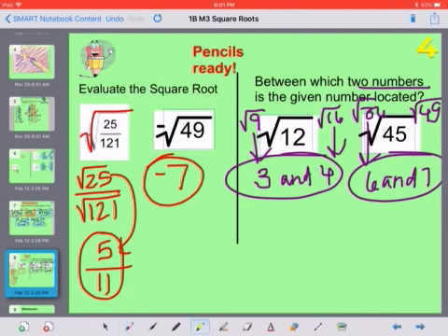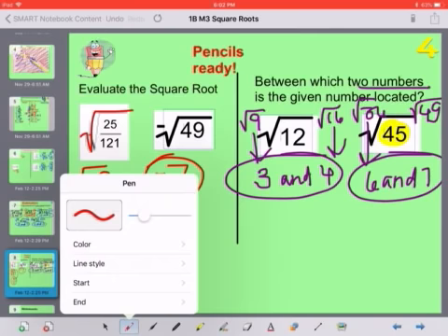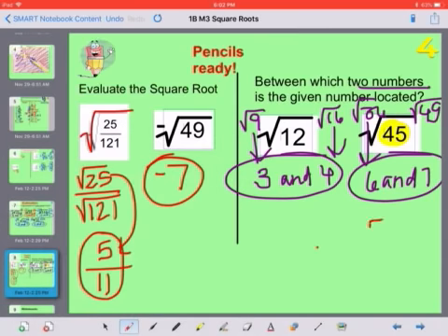Now, one thing a lot of people get confused by is they try and think what numbers multiply to get 45. Well, we know that like 5 times 9 is 45. And some of you are going to tell me the answer is between 5 and 9, and that would be incorrect because, first of all, those two numbers aren't next to each other on our number line. And we're looking for which two perfect squares it is between.